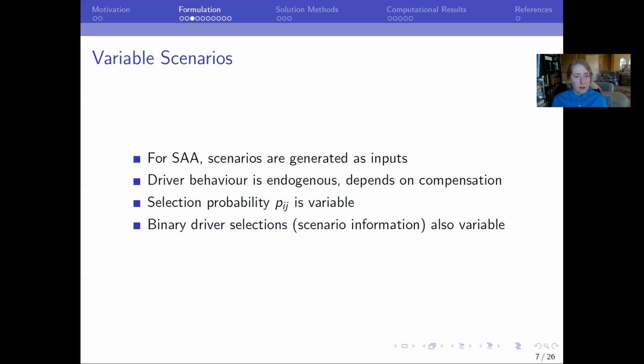We, however, cannot use sample average approximation exactly, because these scenarios should be generated beforehand and then inputted into your optimization program. We can't do that because driver behavior is endogenous. That is, we assume that the utility would depend on how much the driver is paid, which is also a variable in our formulation. And that means that both the probability Pij and the driver selections are variable.